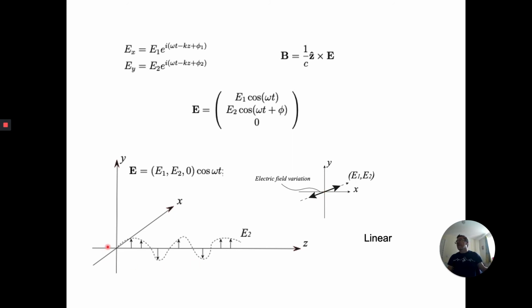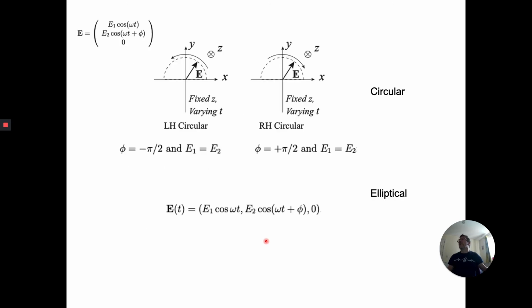In this plot, I show only the E2 component, which would be the only component if E1 was equal to 0. And you can, of course, see that I can rotate the axes x and y in order to make either E1 or E2 equal to 0.